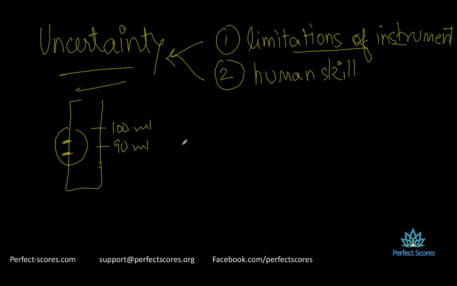However, let's say you are trying to measure the value, and this is the level of the liquid. Your eye should have been over here while you were watching so that you get an accurate view, but you were watching from here, and that is why, because of human skill, you got a wrong reading. So those are the two kinds of factors that can be associated with uncertainty.